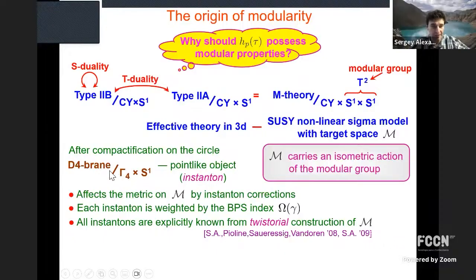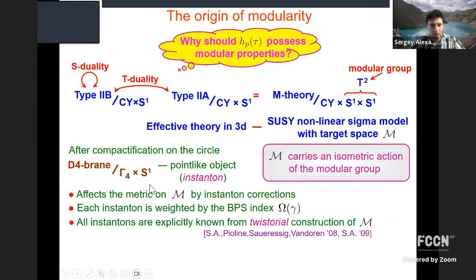So since a D4 brane has 5-dimensional world-volume, this leaves still 1 dimension uncompactified, and let's also compactify it on this additional circle S1. So then all dimensions are compactified, and we get, from the space-time point of view, a point-like object, which of course can be interpreted as an instanton. And these instantons do affect the theory, namely they affect the metric on this target space M. So they induce certain instanton corrections to the metric tensor.